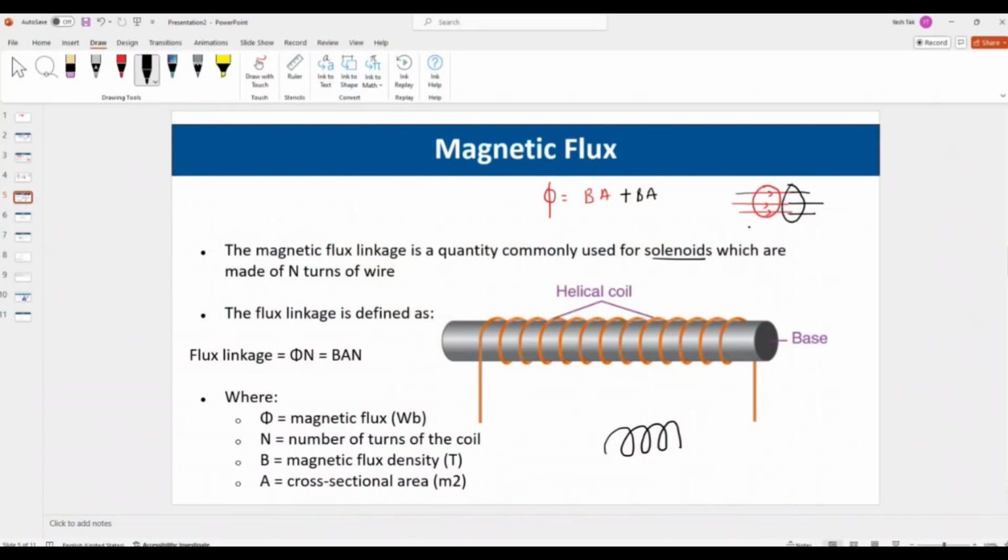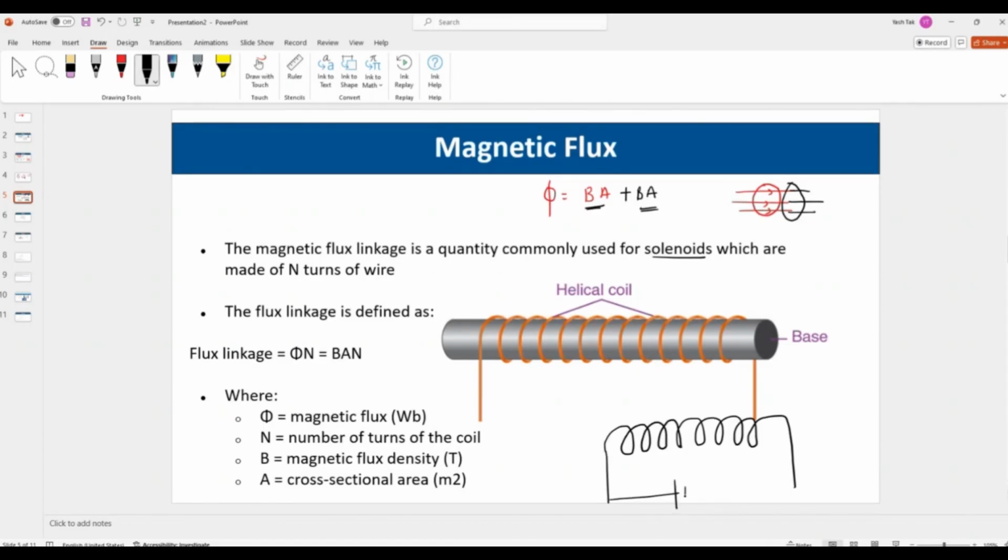Basically, if I have one circular coil, then magnetic flux will be BA. If we have two circular coils, we will have magnetic flux equal to BA plus BA, which is 2BA. Then we come to know of a structure which has a lot of circular coils just to increase the magnetic flux intensity. And this type of structure we call a solenoid.